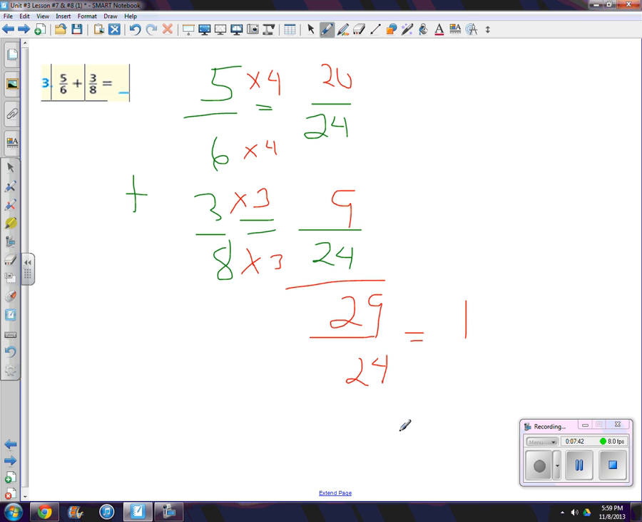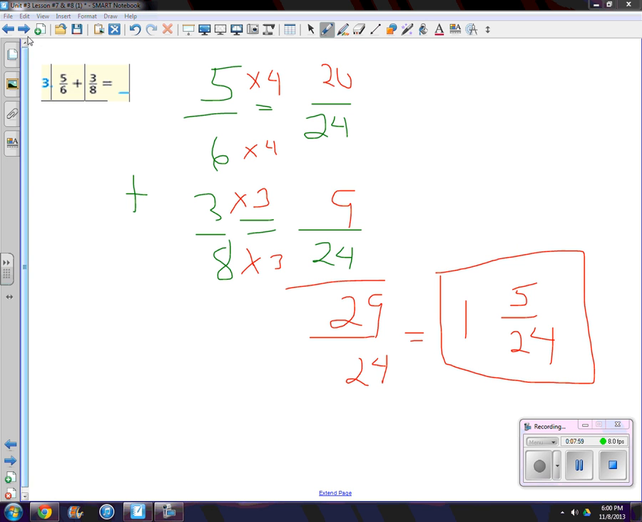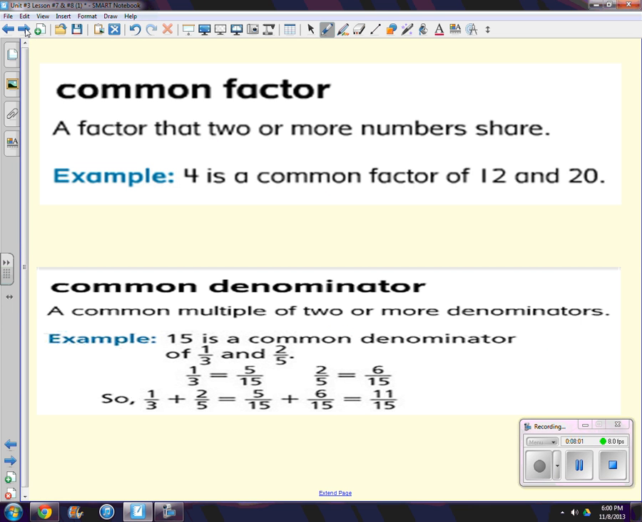24 goes into 29 once, with a remainder of 5 over 24. Again, 24 times 1 is 24, plus 5 is 29 over your denominator of 24. Make sure you copy that problem down. Let's take a look at a few other problems here.